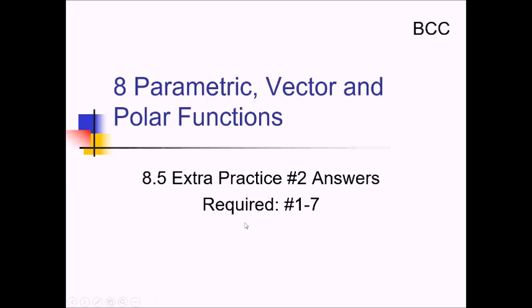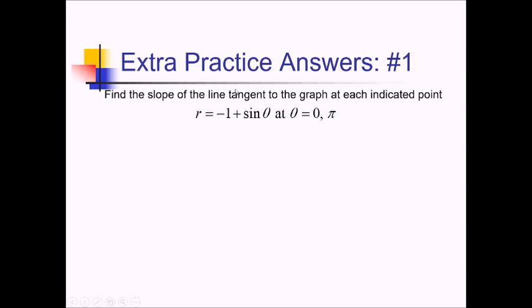and basic area. For this problem, we need to find the slope of the line tangent to the graph at these indicated points here. So basically, we need to come up with an expression for dy over dx, but to do that, we need to express this parametrically and then figure out x prime and y prime. So let's start by getting x and y of theta to begin with. So x of theta, that's going to be r times the cosine of theta. So this (-1 plus sine of theta) times cosine of theta.